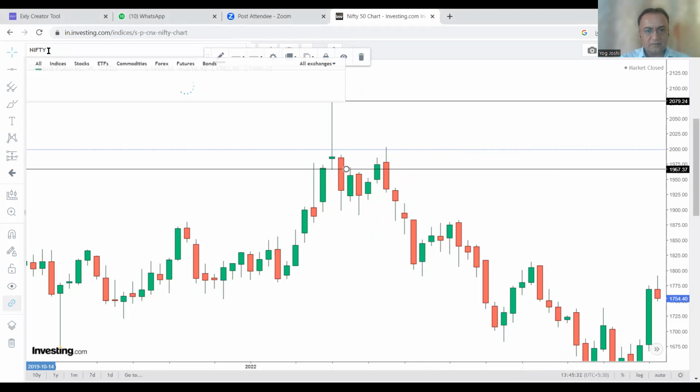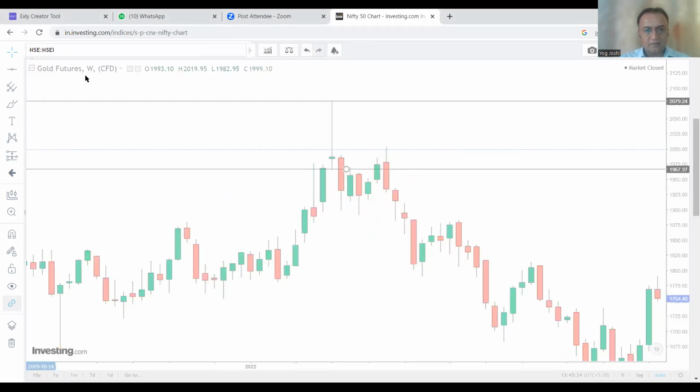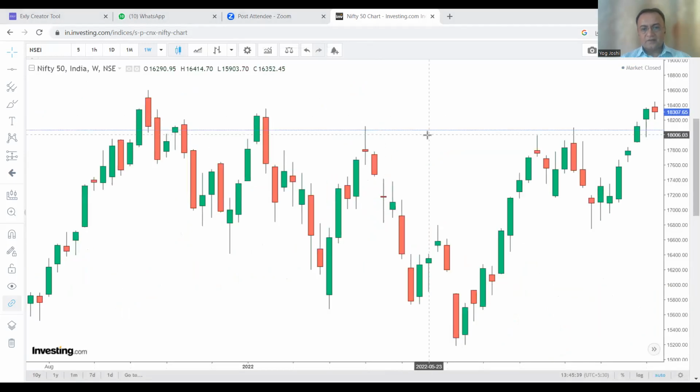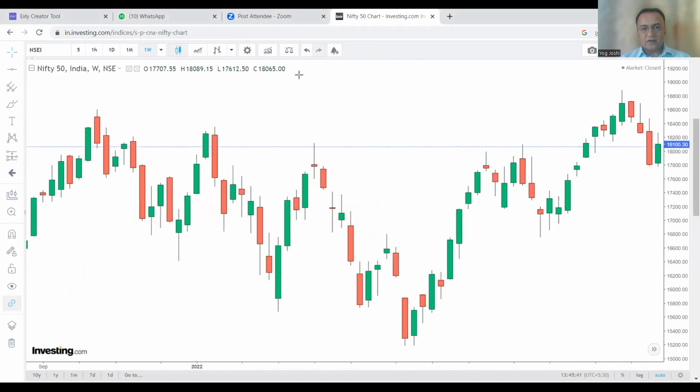Nifty. See, now it's a chart of Nifty, and this is a clear-cut weekly time frame. See the power of the neutral doji candle. It's a tie between buyers and sellers, a tie between bullish sentiment and bearish sentiment, and after that a candle formed showing bearish sentiment.